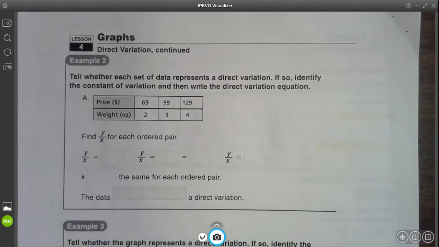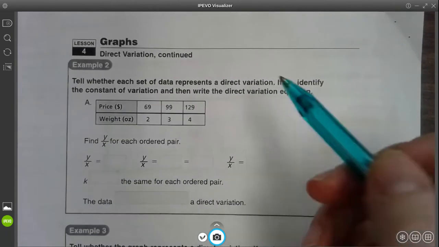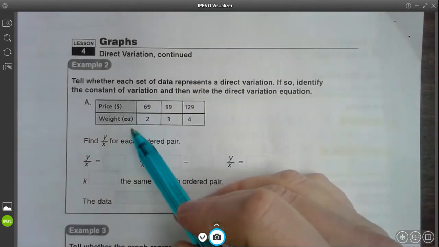Okay, the next one says tell whether each set of data represents a direct variation, and if so, identify the constant of variation and then write the direct variation equation. Okay, so here we have price and weight.